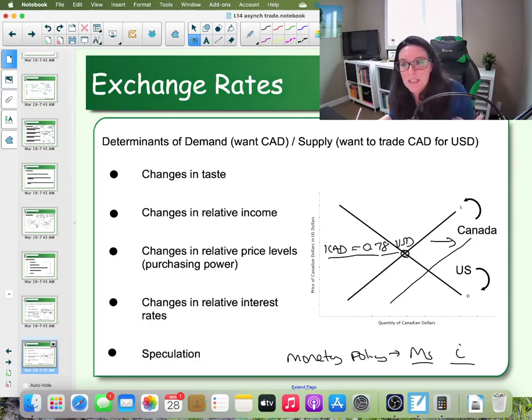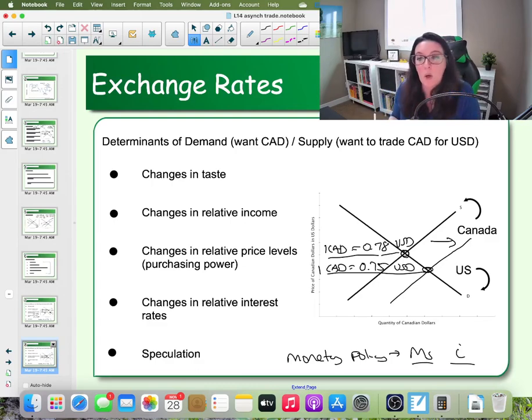The increase in supply of Canadian dollars out in the rest of the world will cause the Canadian dollar to depreciate, to decrease in value. So let's look at what would cause that.